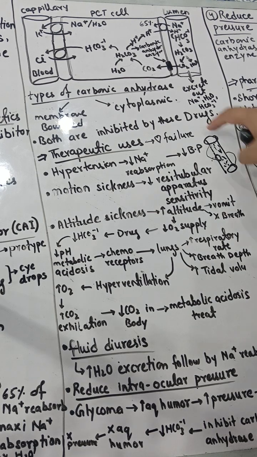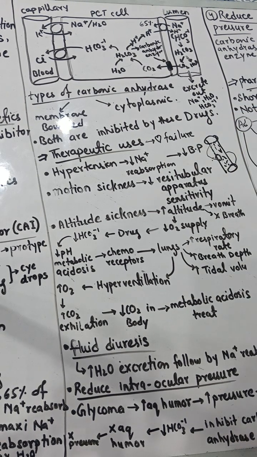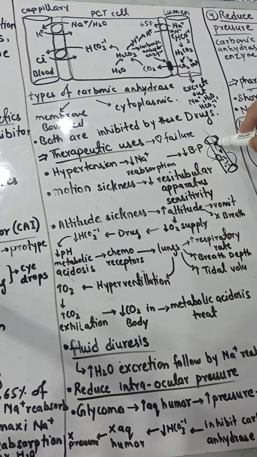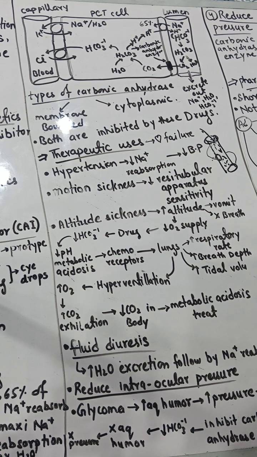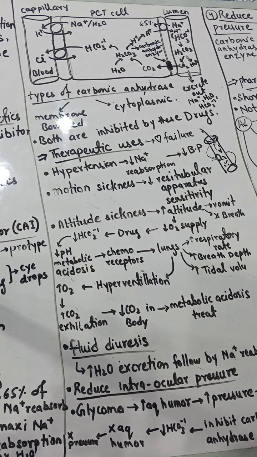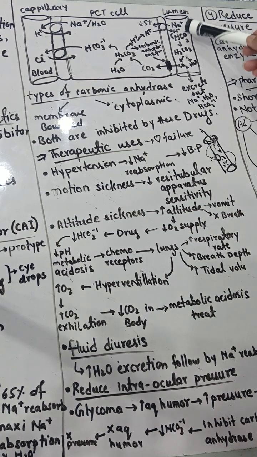First of all, through this lumen, all the filtrate from the Bowman's capsule comes into the PCT. This filtrate contains a lot of things. It contains waste material, sodium, potassium, water, and bicarbonate. All of the ions, all of the minerals are present in it. Now we have to absorb it. First I will explain the normal physiology, then I will explain the pathophysiology and how the drug is acting on it. So first, as you can see, the sodium comes into the lumen.